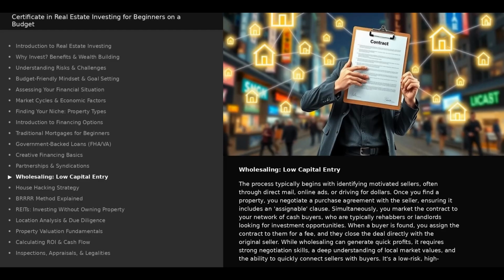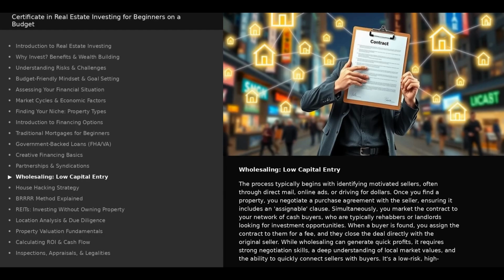The process typically begins with identifying motivated sellers, often through direct mail, online ads, or driving for dollars. Once you find a property, you negotiate a purchase agreement with the seller, ensuring it includes an assignable clause. Simultaneously, you market the contract to your network of cash buyers, who are typically rehabbers or landlords looking for investment opportunities. When a buyer is found, you assign the contract to them for a fee, and they close the deal directly with the original seller.